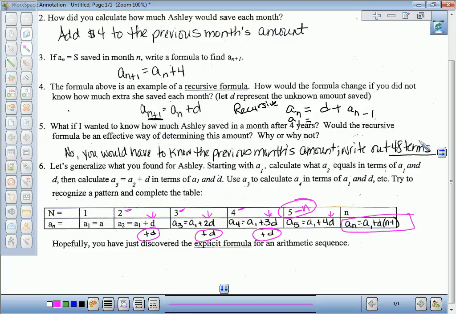Now this one would be very helpful for finding the 48th term. We just plug in 48. That makes it a lot easier. So the explicit formula is to find any term in an arithmetic sequence. You take the first term and you add to that n minus 1 common differences. That is the explicit formula.